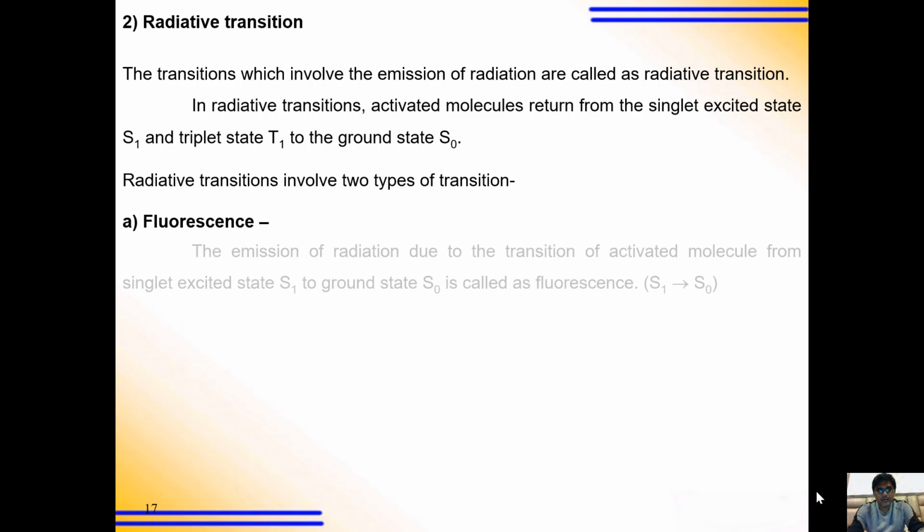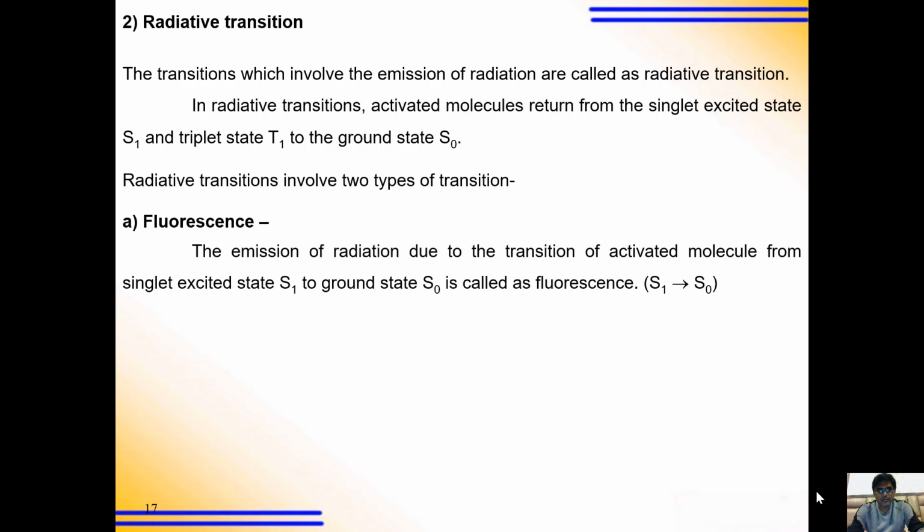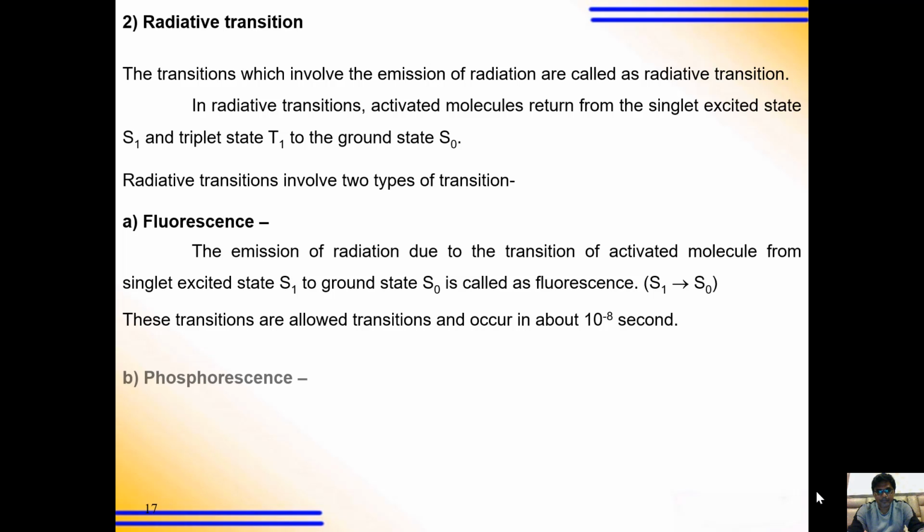Radiative transitions involve two types. One is fluorescence, where the energy is lost from S2 to S1 to S0. So the transition of activated molecules from the singlet excited state S1 to the ground state S0 is called fluorescence. These transitions are allowed transitions and occur in about 10 raised to power minus 8 seconds.